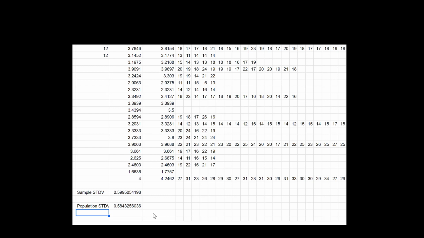Unless you guys happen to be able to hit up Jaron. He supposedly has 50 of these calculators laying around his house, so maybe y'all can ask Jaron for a calculator. Otherwise, Google Sheets is going to be your friend.